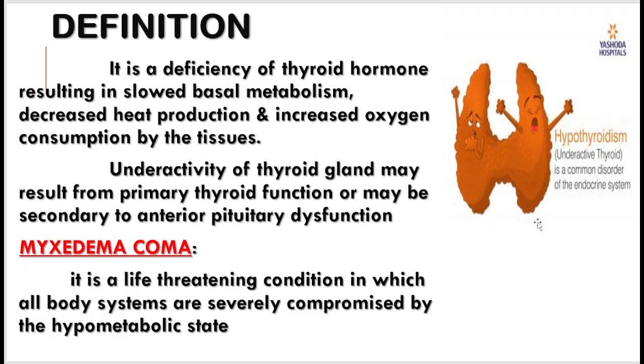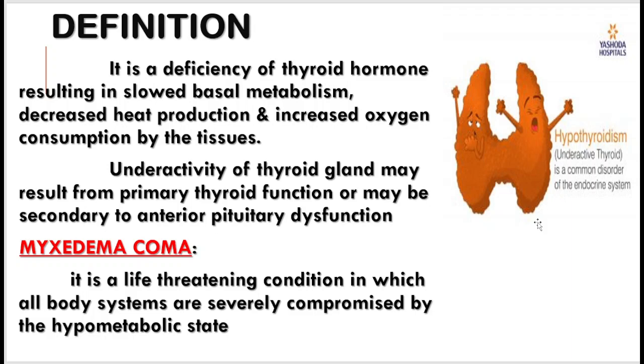by the tissues. So usually you can see an underactive thyroid gland where there is a deficiency of thyroid hormone, because of which metabolism will be slowed. As metabolism is slowed, heat production also will be decreased and oxygen consumption by the tissues also will be increased. So this underactivity can be either because the problem is primarily associated with the thyroid gland, or secondary to any other disease conditions which may cause this hypothyroidism.